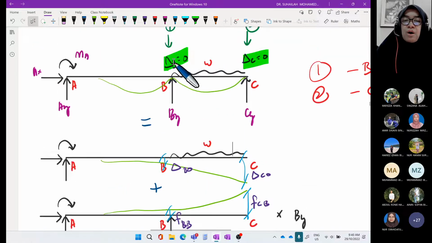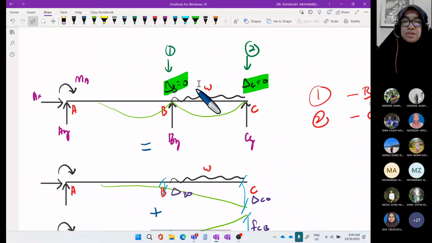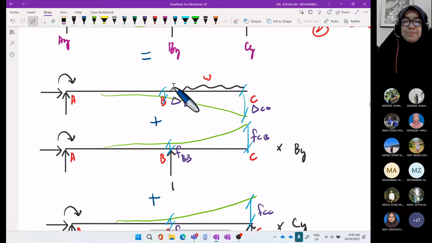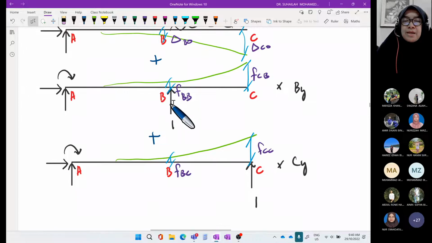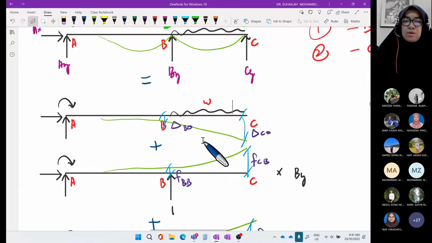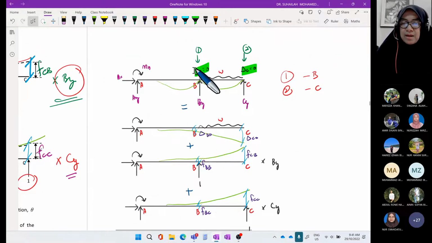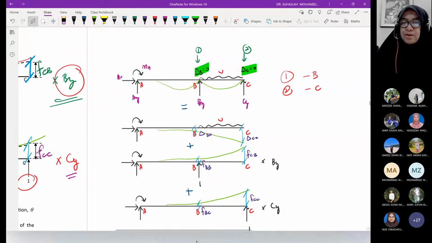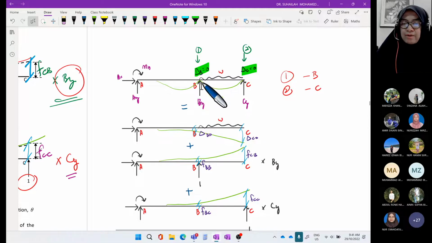Okay, just focus on the first position, means position B in actual beam, position B in primary beam, position B in redundant BY applied, position B in redundant CY applied. Look at one line, write the first equation. Do you get that? Can you write the first equation from this line, from the first line?